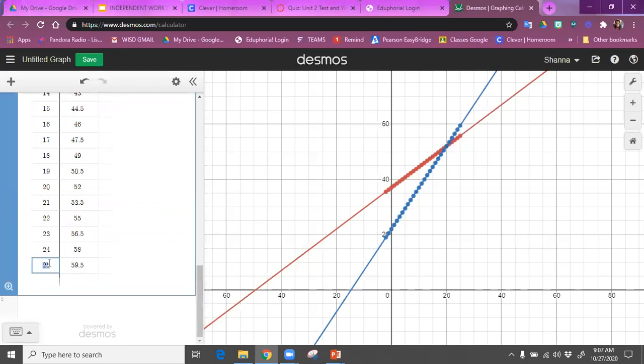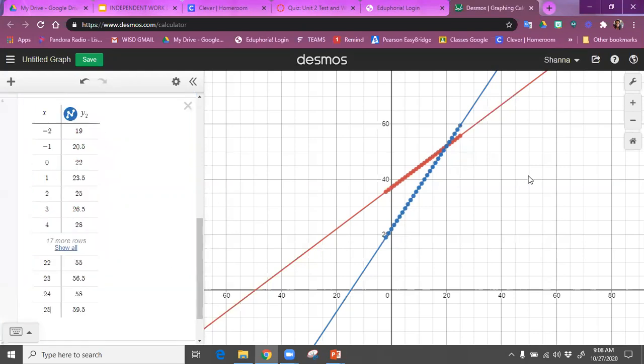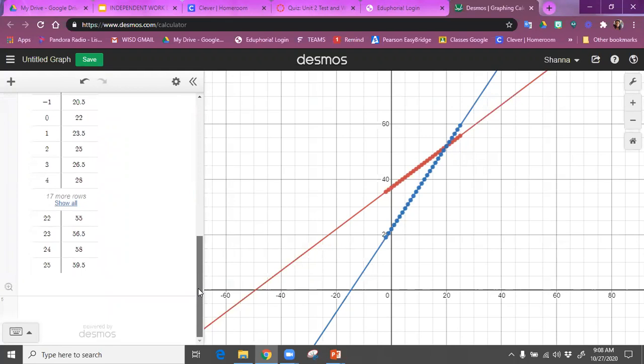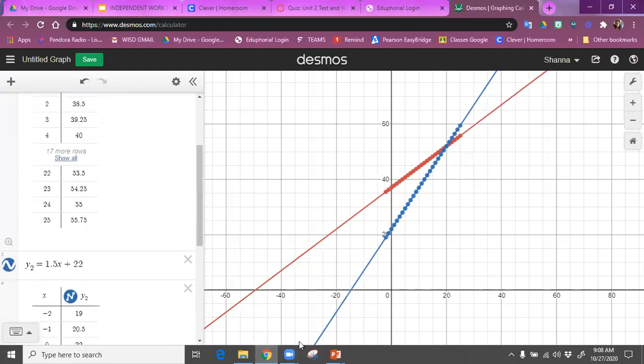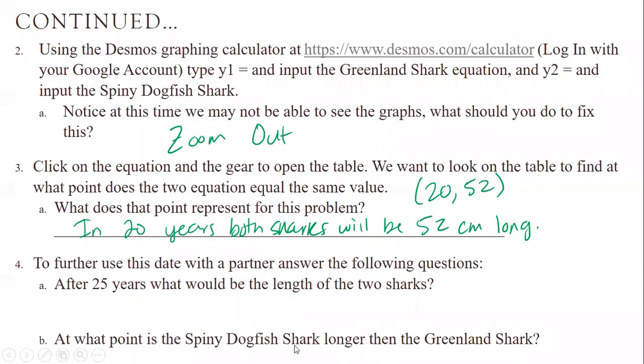The other good thing is you can actually just type it in. So like if I wanted 25, I can type in 25. I didn't have to click enter. I just wanted to show you that you can continue. But if the number was really large, like it said after 50 years, how long would they be? I don't want to hit it 50 times. I can type in 50 and find out 97 centimeters. Does that make sense? Okay. But we're asking for 25. So after 25, it would be 59 and a half for one and 55 and 3/4 for the other.